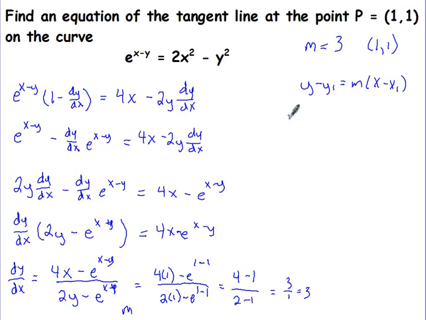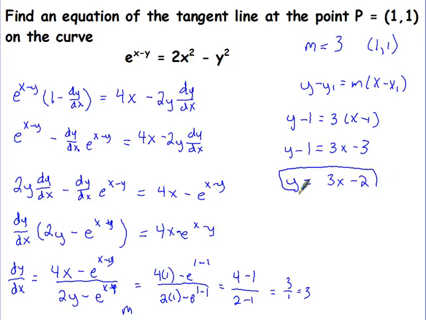You have my slope, you have your point. y minus 1 equals 3 times (x minus 1). y minus 1 equals 3x minus 3. y equals 3x minus 2. So what's the equation of the tangent line at a certain point? Well, there it is. Okay?